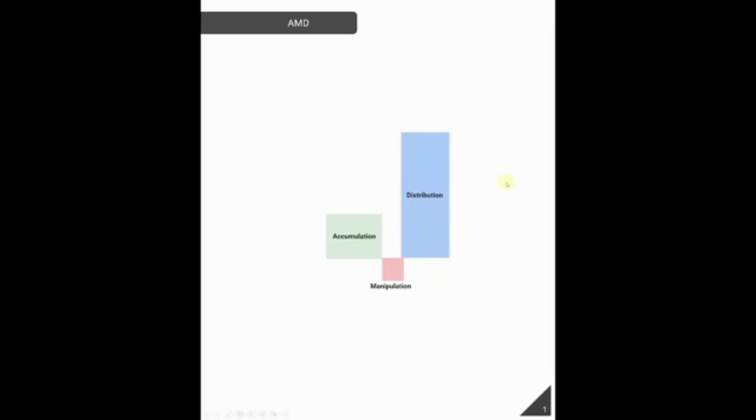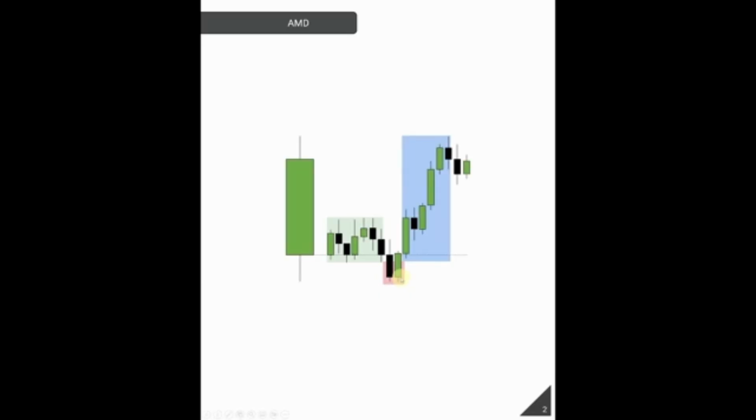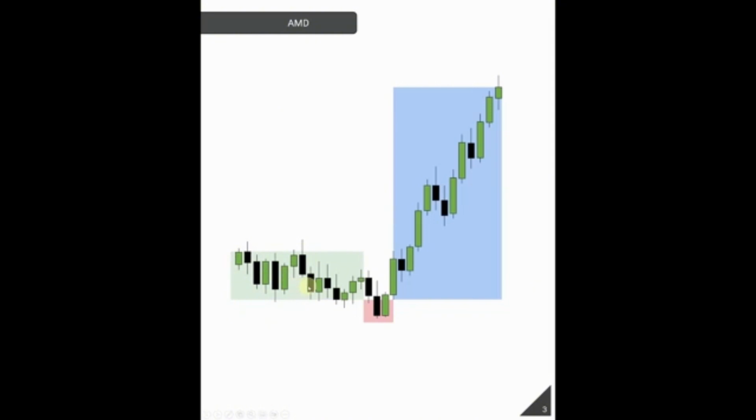So a brief review of what accumulation, manipulation, and distribution is: accumulation is essentially some sort of consolidation, manipulation is a fake breakout or the false move, and then distribution is the real move in the opposite direction of the manipulation. So looking at a candlestick chart, we have some sort of consolidation or accumulation, manipulation, which is the move or the fake breakout, and then we have our distribution. So zooming in on these candles here, you can see we have accumulation, manipulation, and then distribution.